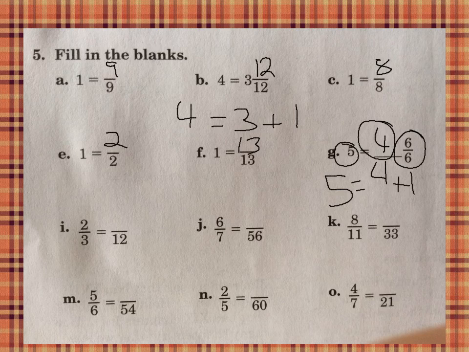Okay, 3 times what is 12? 3 times 4 is 12, so we need to do 2 times 4, 8. 7 times what is 56? 7 times 8, so 6 times 8 goes here, 48.